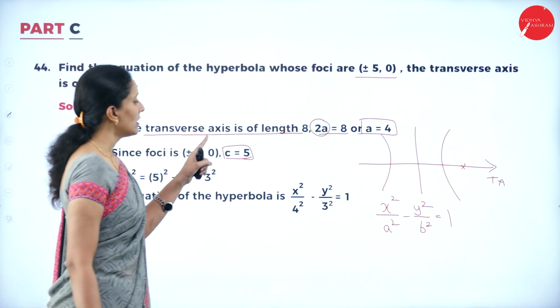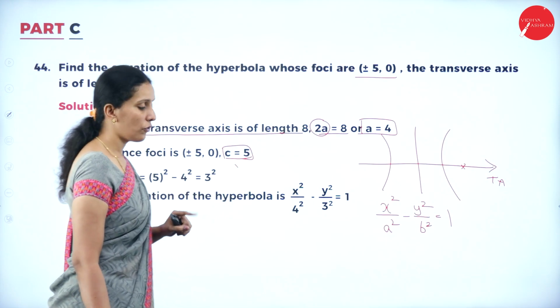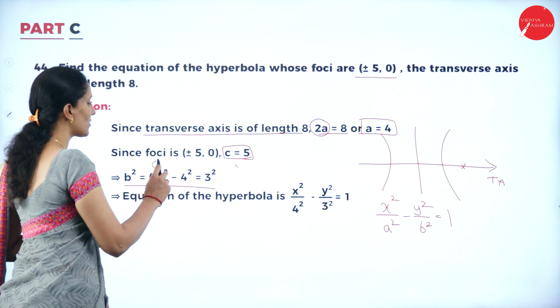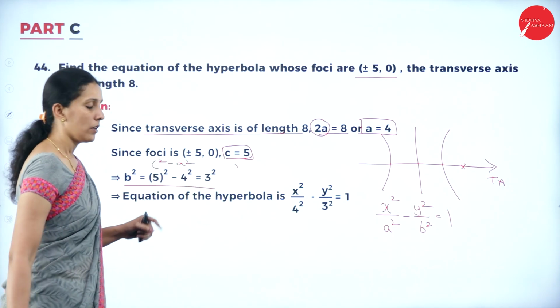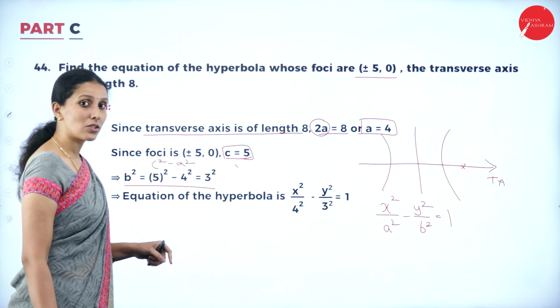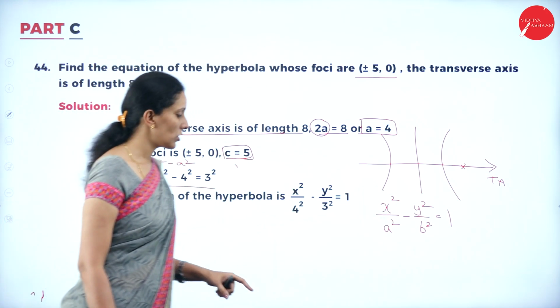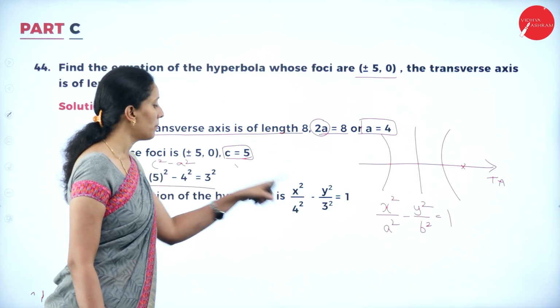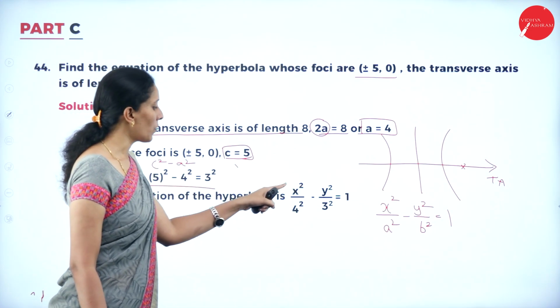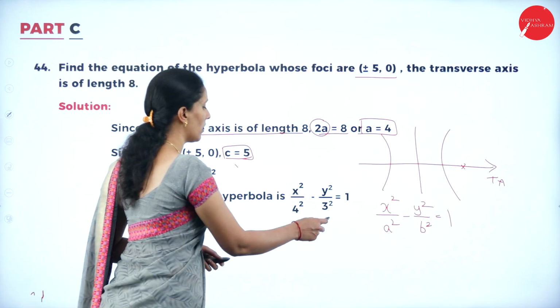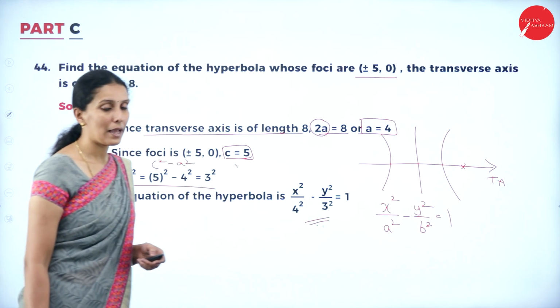So now we have c is equal to 5, a is equal to 4, but we need to find b. To find b, we have the relation c square minus a square. Substituting this, we will get b square as 3 square, that is 9. Substituting in the standard equation with a as 4 and b as 3, the equation is x square by 4 square minus y square by 3 square is equal to 1. So this is the equation of the hyperbola.